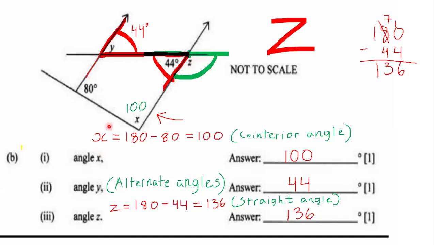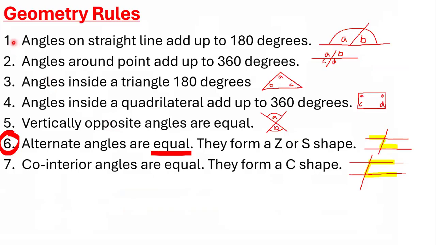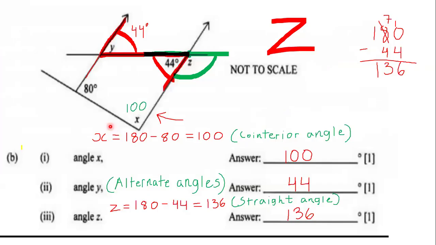So this is on a straight line. What do we know about angles on a straight line at a common point? That's number one. Read that rule. Angles on a straight line add up to 180 degrees. Very good. So if they're on a straight line at a common point, they have to add up to 180 degrees. So that means that if we know that this is 44, how are we going to get Z? You tell me.